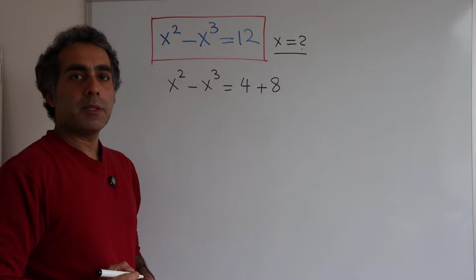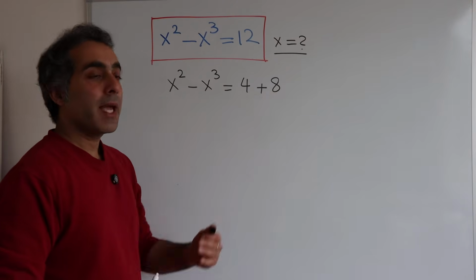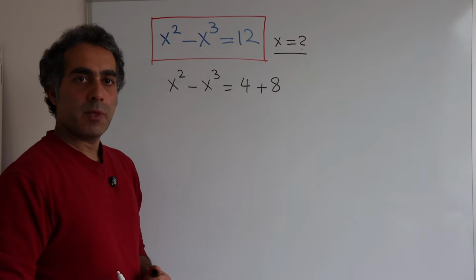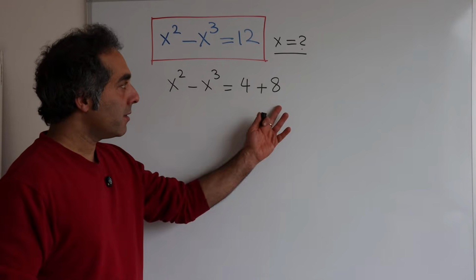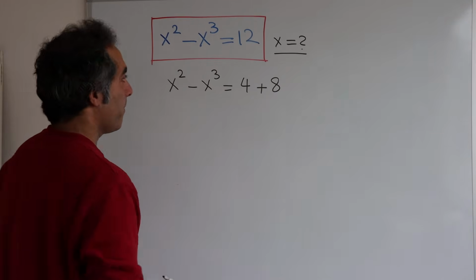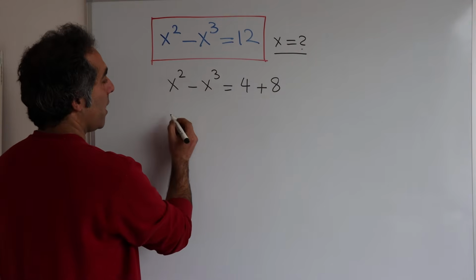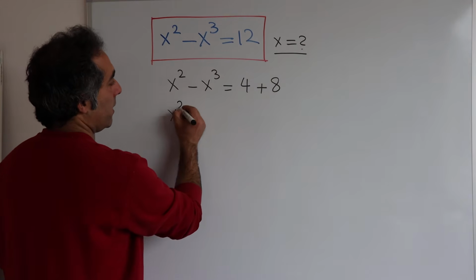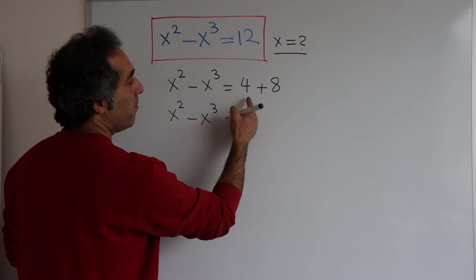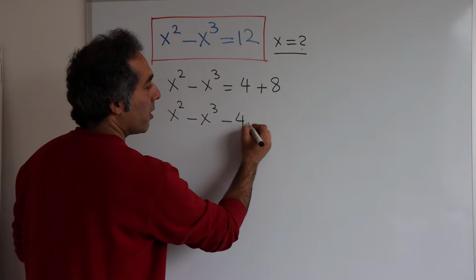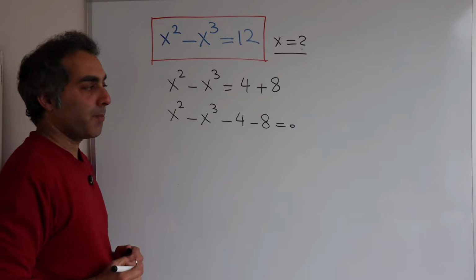I write it like that because 4 is a square number of 2 and 8 is the same, but for a cube number. 2 cubed is 8, 2 squared is 4. I can bring these two numbers to the other side. x squared minus x cubed minus 4 minus 8 equals to 0.